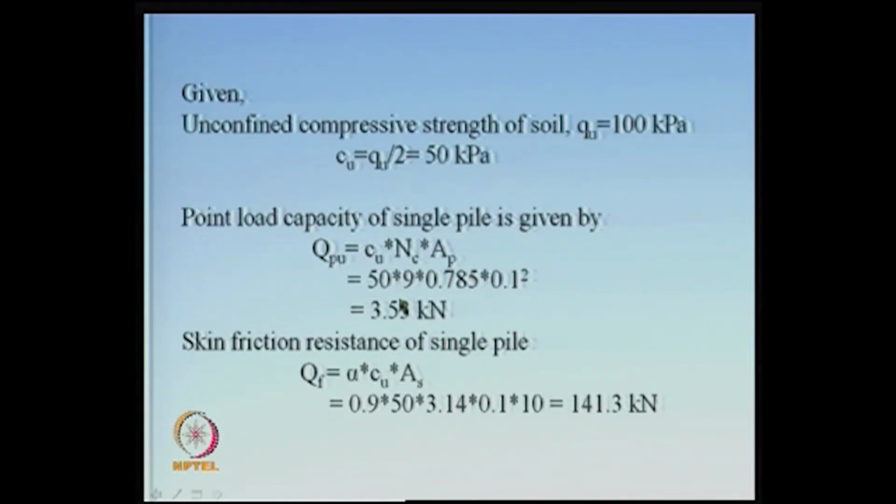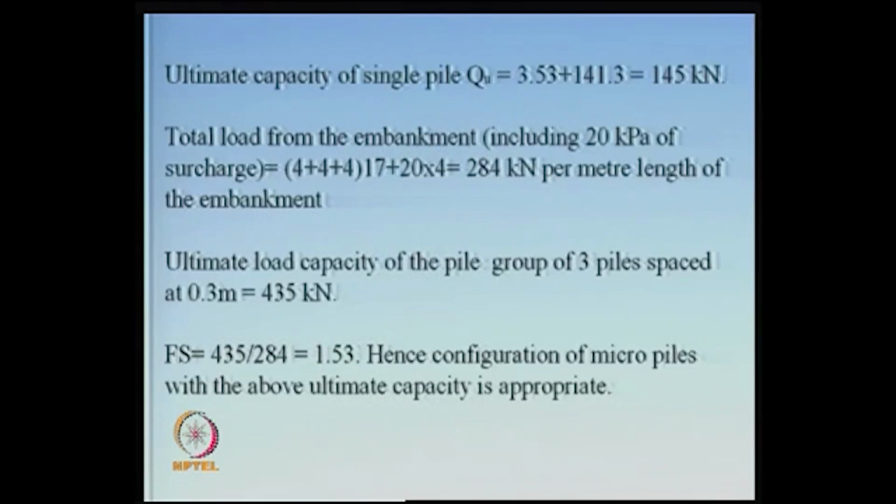So, you will get this number, and then skin friction resistance of the pile is alpha Cu into As, where As is the length of the pile, actually 10 meters is what I have taken in this case. I am just taking pi d, not pi d square by 4 into L, for simplicity. Normally we have two ways of considering this, either pi d square by 4 into L or just pi d L. Normally pi d L is used in some simple approximations, particularly when it comes to skin friction.